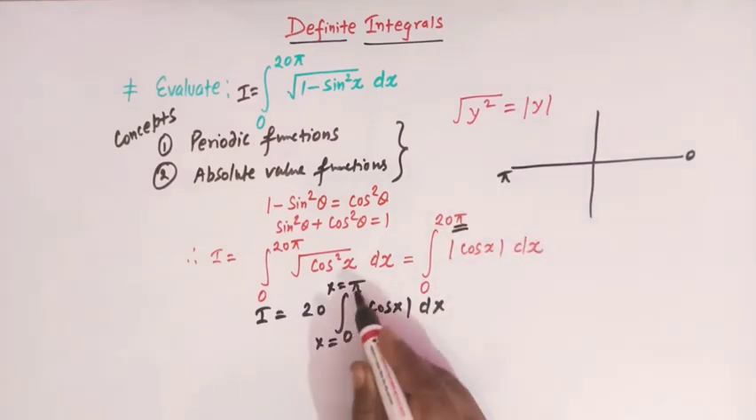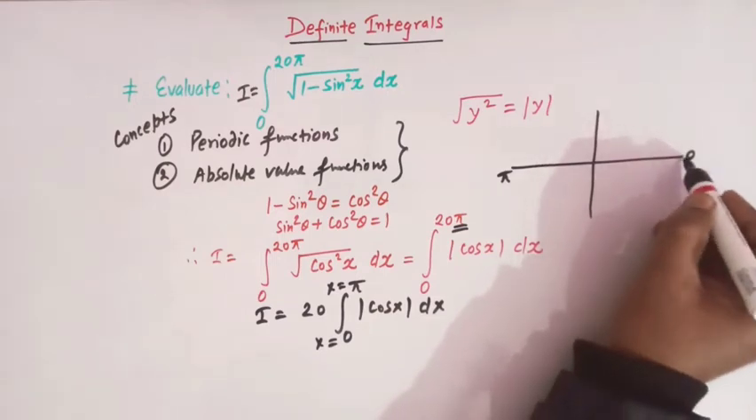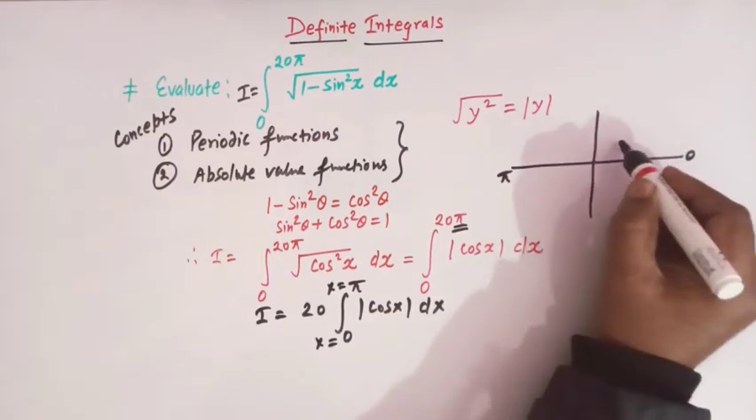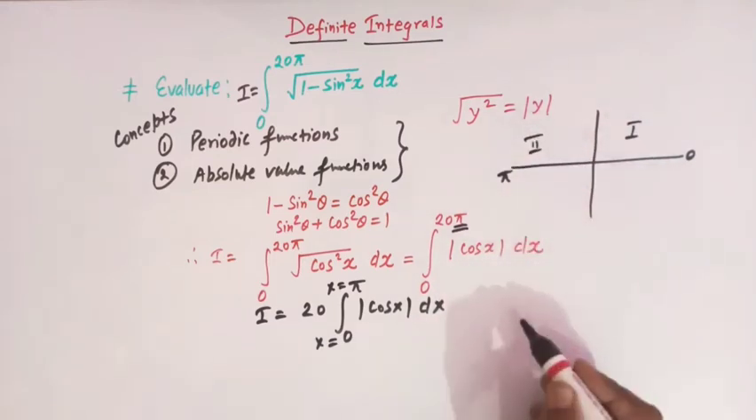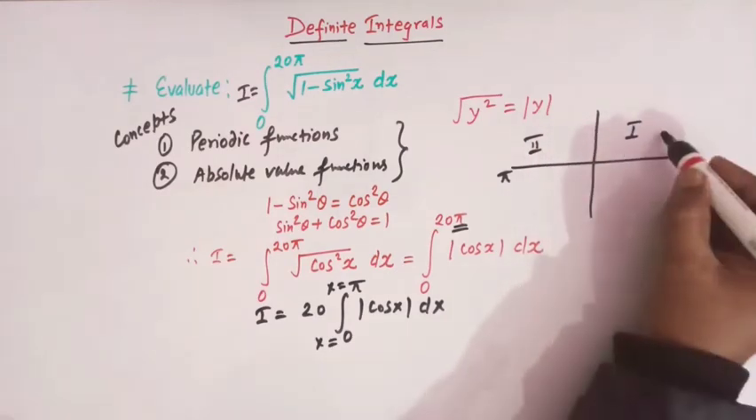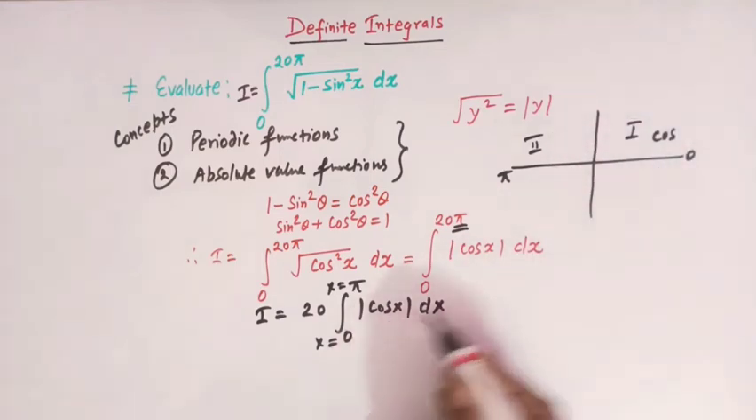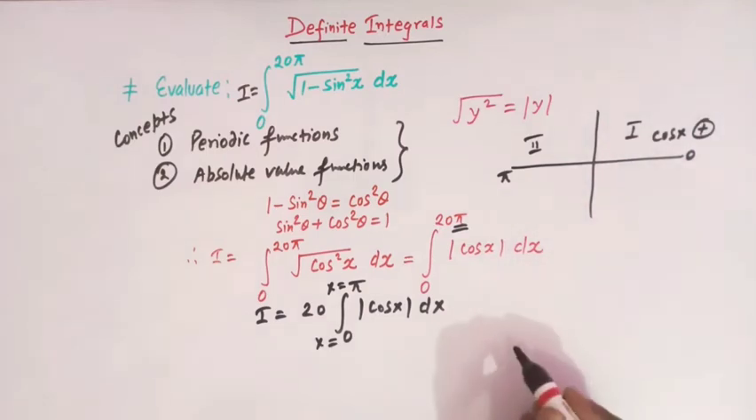So we have to go from 0 to pi, right? So when we travel from 0 to pi, we have to cross the first quadrant and the second quadrant, right? And from trigonometry we know that in the first quadrant all the trigonometric functions are positive, therefore the cosine function should also be positive in the first quadrant.